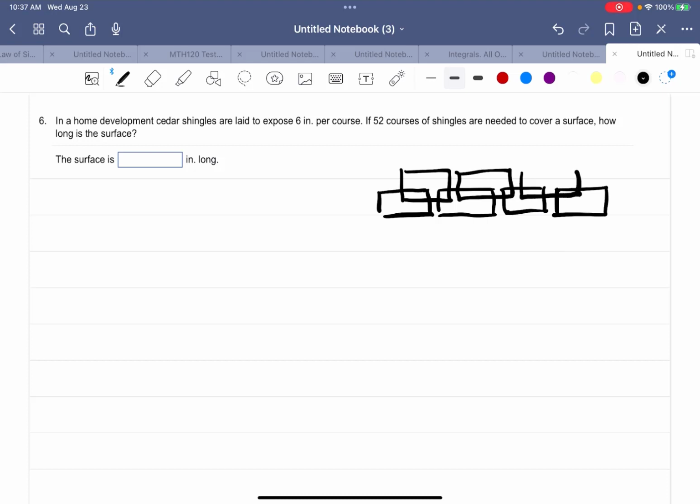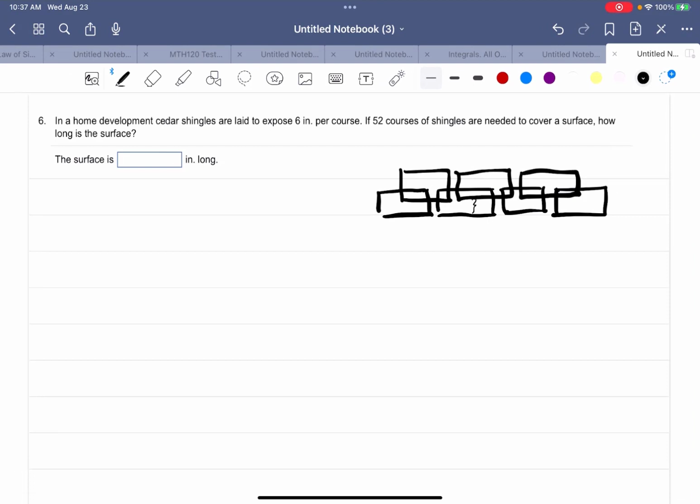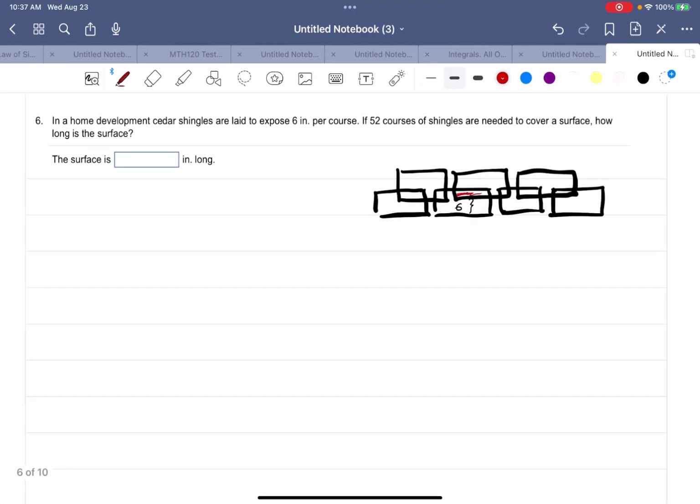So something similar to that. So the 6-inch exposure, they're talking about this little bit right in here. That's going to be your 6 inches because this area here is not shown. So if it is 52 courses, we've got to do this 52 times. So there'd be another row up here. And we've got to do that a total of 52 times.